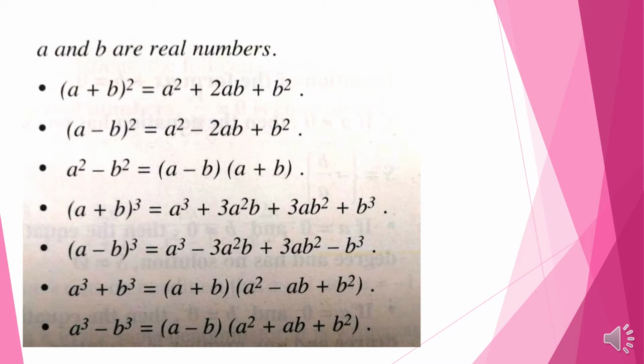These remarkable identities: a plus b squared equals a squared, as you see, a minus b the same, a squared minus b squared, and so on. These rules that we call remarkable identities are used for expanding.